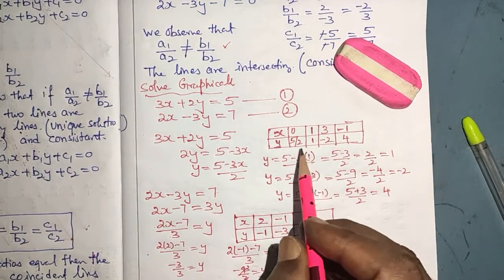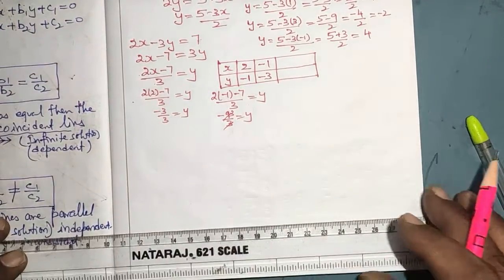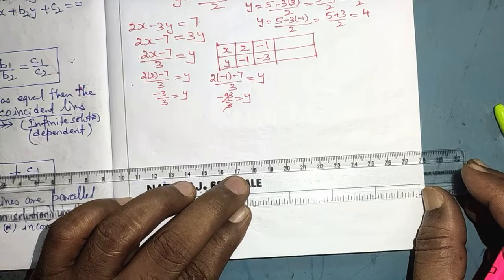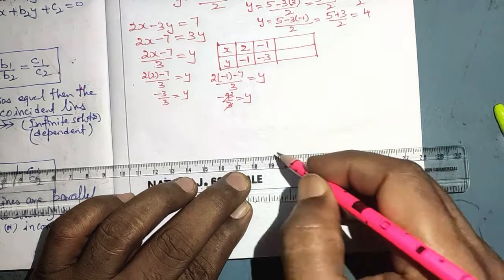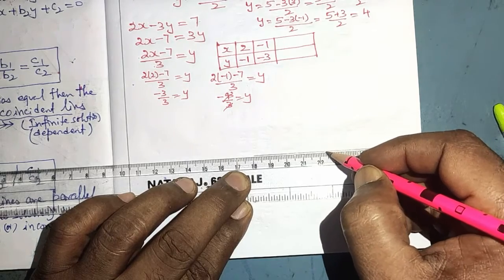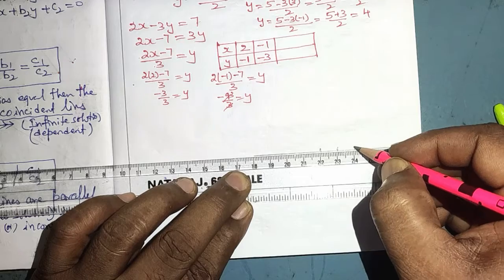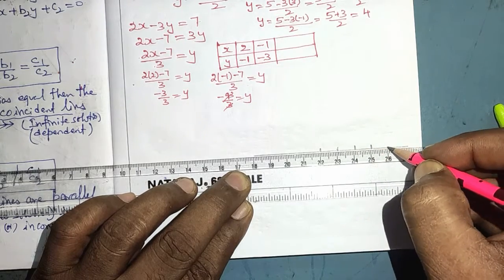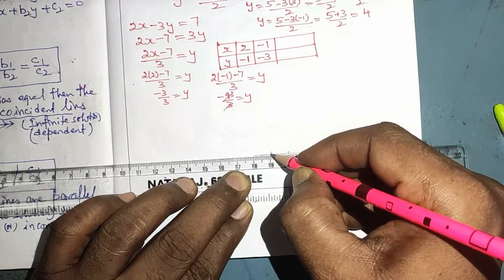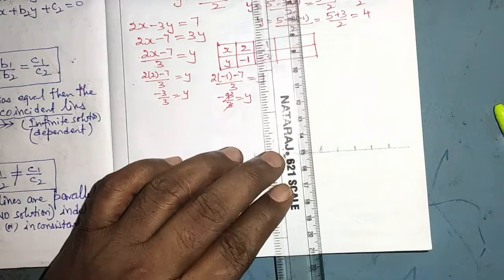Now having identified the points, I will plot these points on a graph sheet to find the solution here. I will draw a graph here. So this is my x-axis. I am having both positive and negative values. So 1, 2, 3, 4. On the other side 1, 2, 3, 4. So I will select this as my origin point.